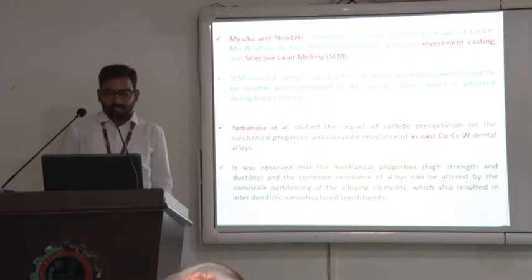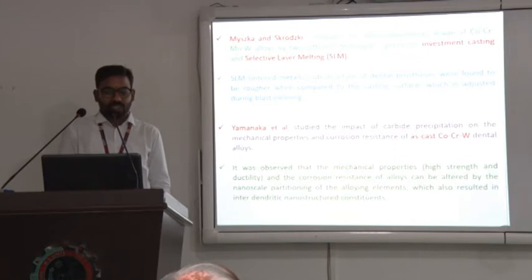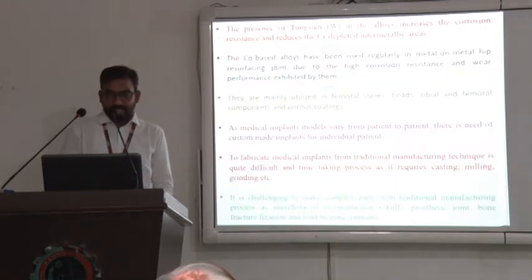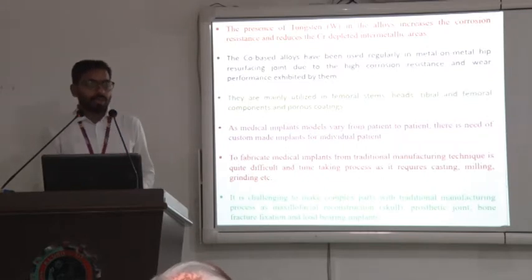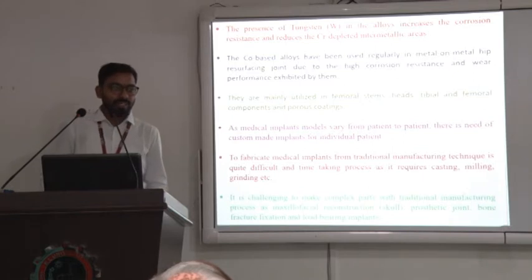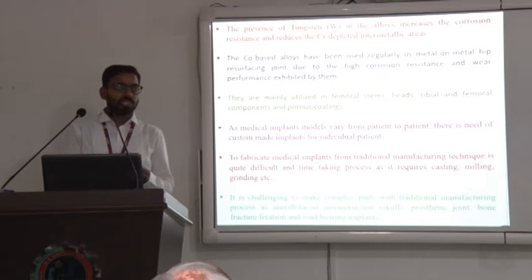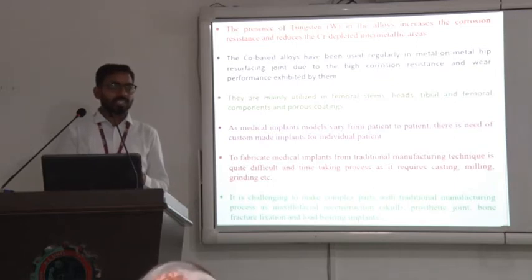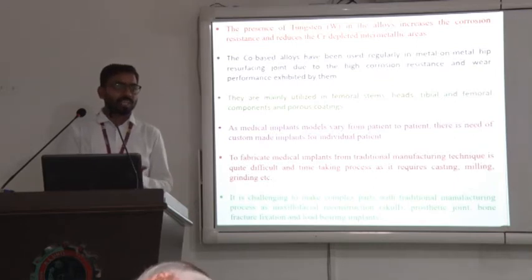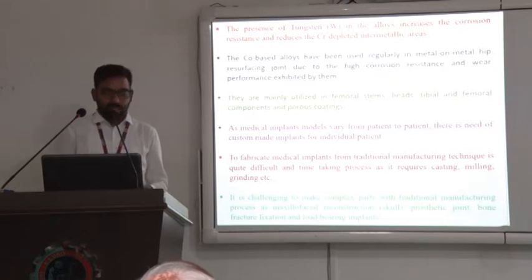Yamanaka et al. conducted some experiments on cobalt chromium as-cast, employing tungsten in cobalt chromium alloy, which increases resistance to corrosion and wear. Cobalt alloys are regularly used for metal on metal implants where the wear rate will be high. By using tungsten in cobalt chromium alloy, the wear rate is decreased rapidly.